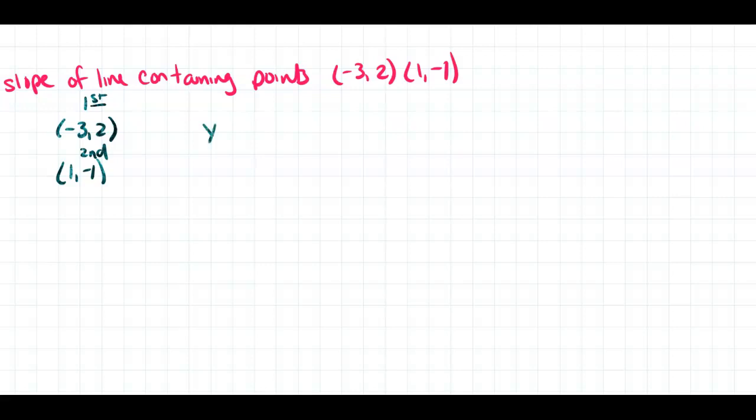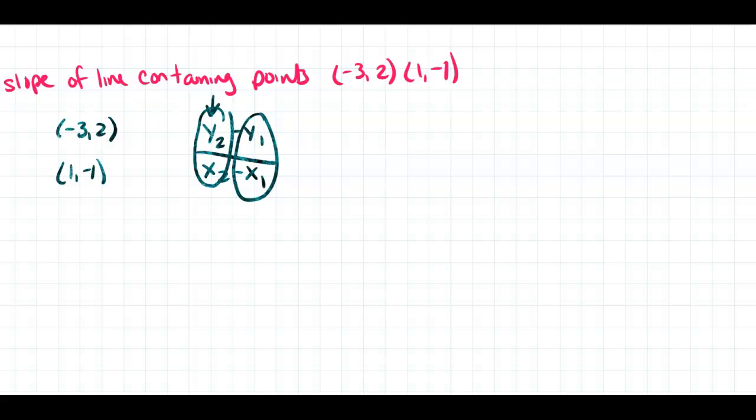y2 minus y1 over x2 minus x1. Now these little numbers down here just signify first point, second point. It doesn't matter. You don't even have to label them. No one cares. All that matters is use the same coordinates first or second in your equation. So these should be one set and this should be the other.